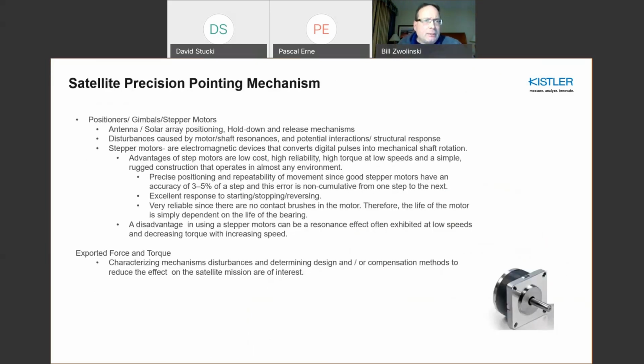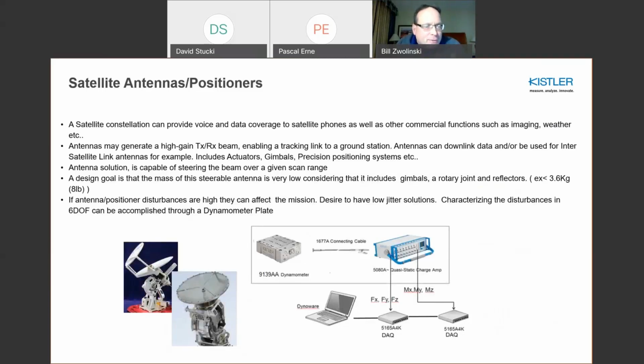Then we're just going to touch upon stepper motors and pointing mechanisms. Antennas themselves are usually gimbal based, and you are pointing them. A lot of times, stepper motors are being used due to their high reliability and functionality for this type of measurement. We use the same type of system in terms of the exported force and torque system that we used elsewhere, with the antenna system mounted right on top of the dynamometer.